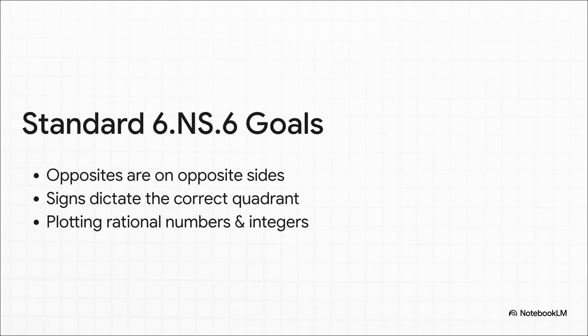So what does this actually look like in practice? The crucial point is teaching students the new rules of the road for this territory. They need to learn that opposite signs indicate locations on opposite sides of the number line. But even more importantly, they need to recognize how the specific signs of an ordered pair, positive negative or negative negative, literally dictate exactly which of the 4 quadrants a point is going to live in.